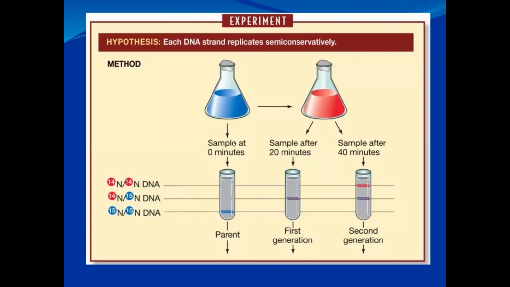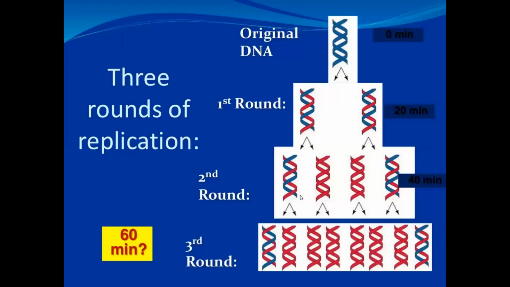In the sample at 0 minutes, and the sample after 20 minutes, you can see the first generation. In this one you can see N14 DNA, here the N14 N15 DNA, and at the last the N15 DNA. So the Meselson and Stahl experiment made it clear that replication is semi-conservative. You can see here the three rounds of replication. This is the original DNA in blue color. In the first round, you can see one red, that is the daughter DNA formed.